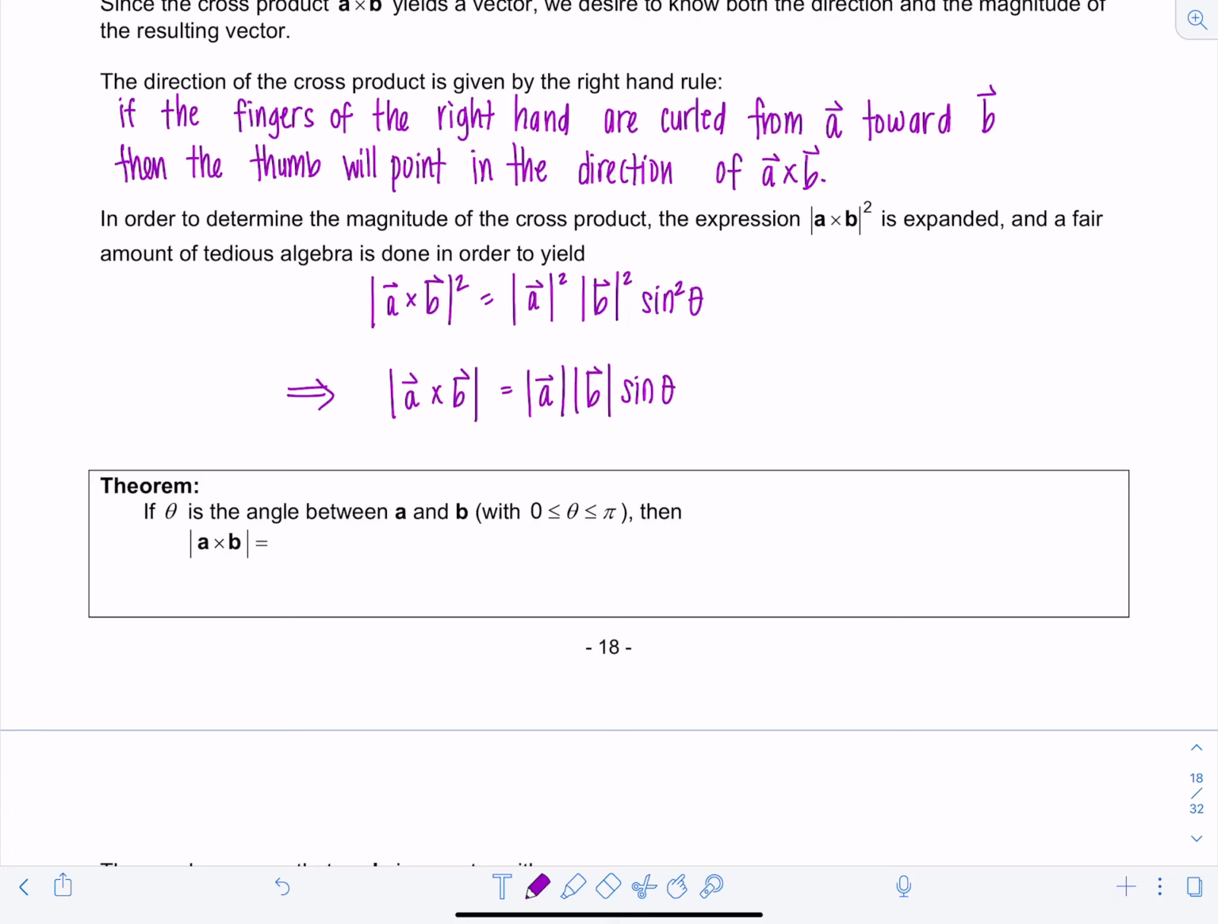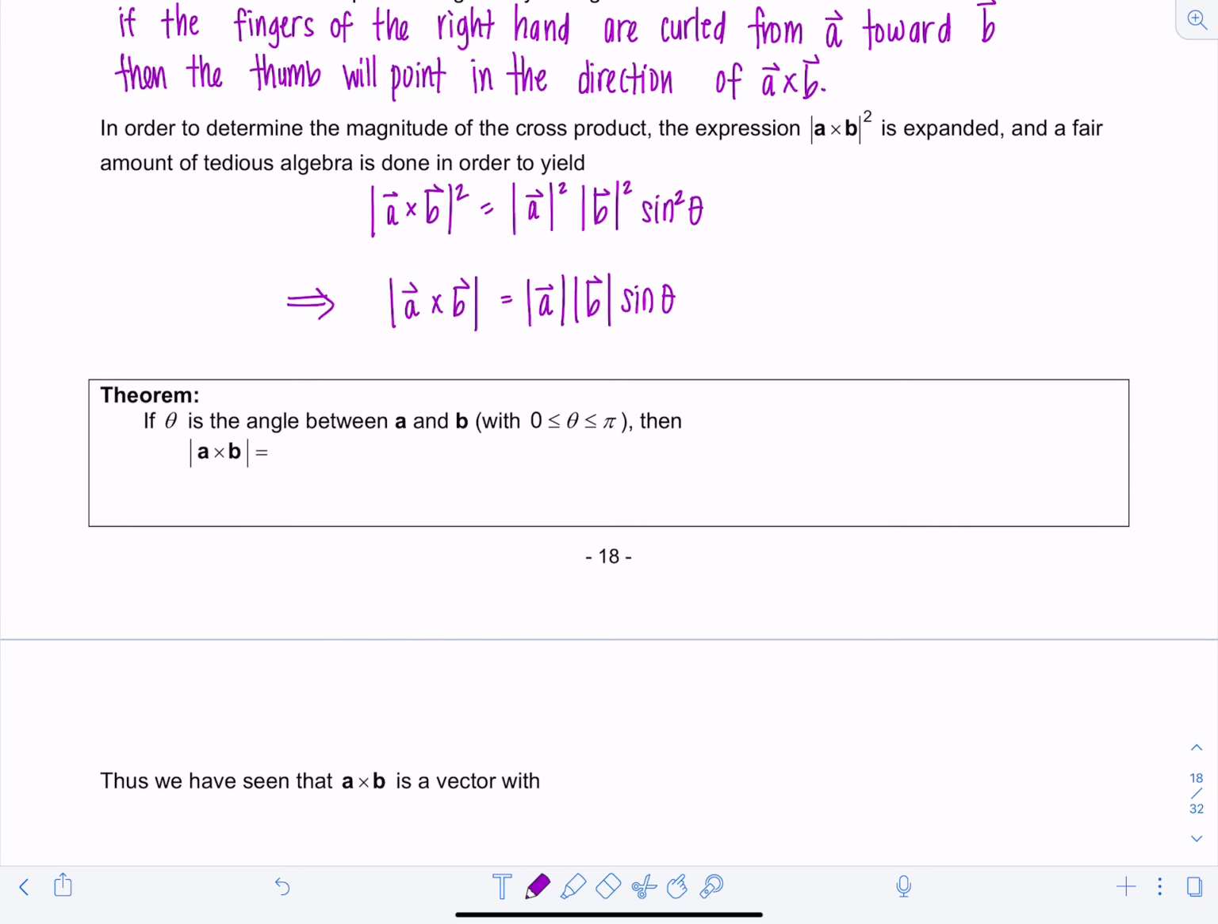So this gives us the following theorem. If theta is the angle between two vectors, A and B, with theta being between 0 and pi, then the magnitude of A cross B is equal to the magnitude of A times the magnitude of B times sine theta.